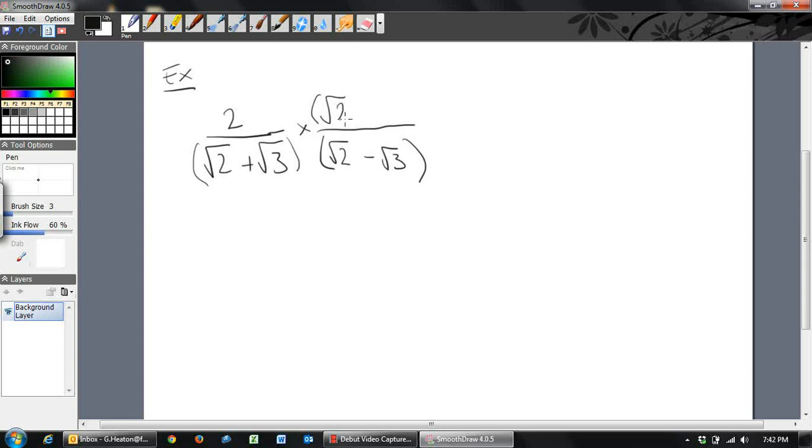We just write the identical thing on the top line, and that means that this whole thing here is just equal to 1. So we just multiplied by 1, we haven't changed the value. So let's do it. Let's multiply it out. What's 2 times this? So remember, if you've got a number multiplied by something, we're just expanding out the brackets. What's 2 times root 2? 2 root 2. What's 2 times negative root 3? Negative 2 root 3. Okay, so that's the top line.